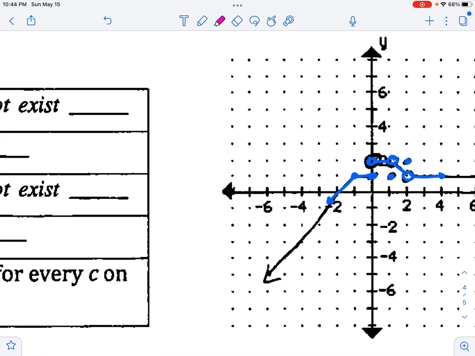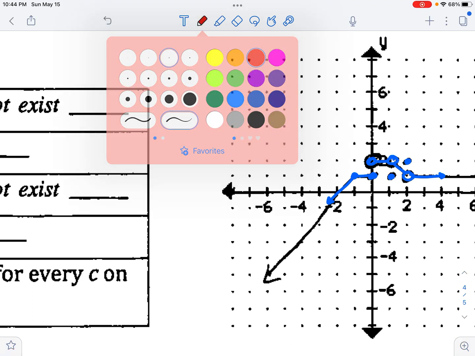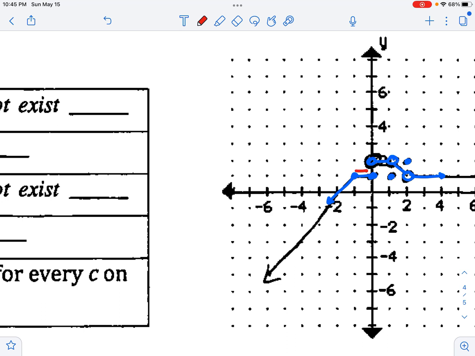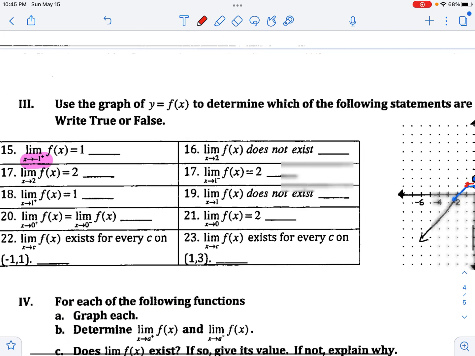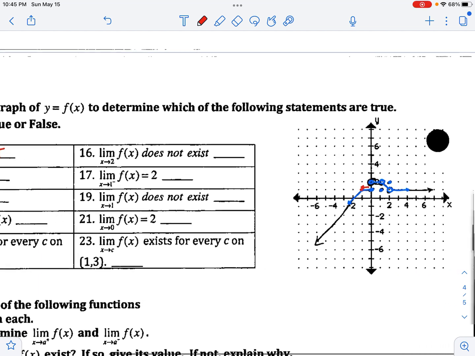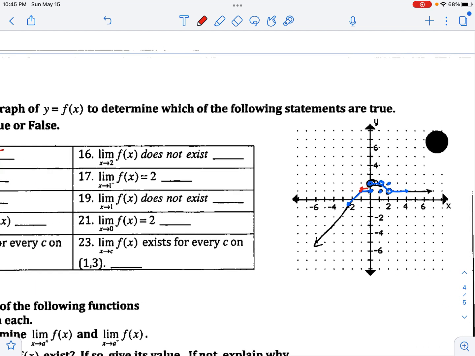Well, to me it looks like as I approach -1 from the positive side, so from the right-hand side of it, it looks like it is approaching that point -1, 1, so therefore I am going to say that this is true.